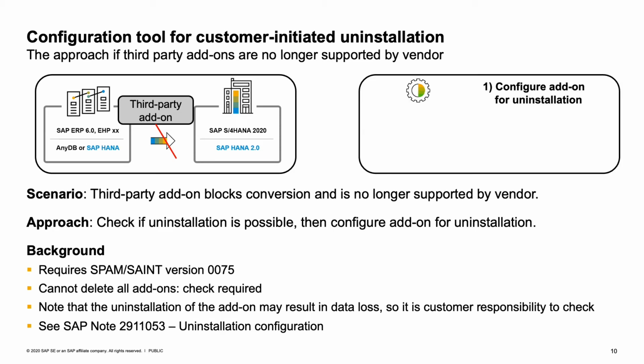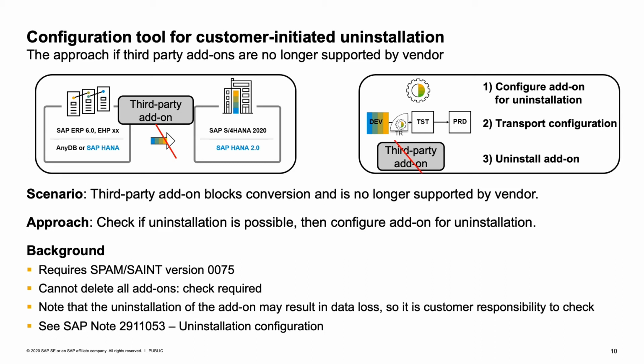So the idea is you use this configuration tool in the development system to check whether it's possible to uninstall the add-on. Then you will transport this configuration for the uninstallation, and that will finally be executed in the productive system, so that the third-party add-on is deleted if possible. That is important to know, and again, you should study the SAP Note listed there for details on this approach.